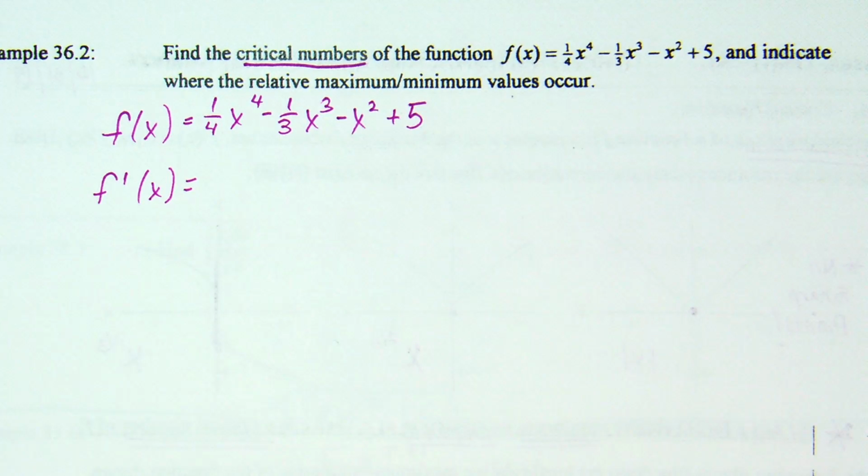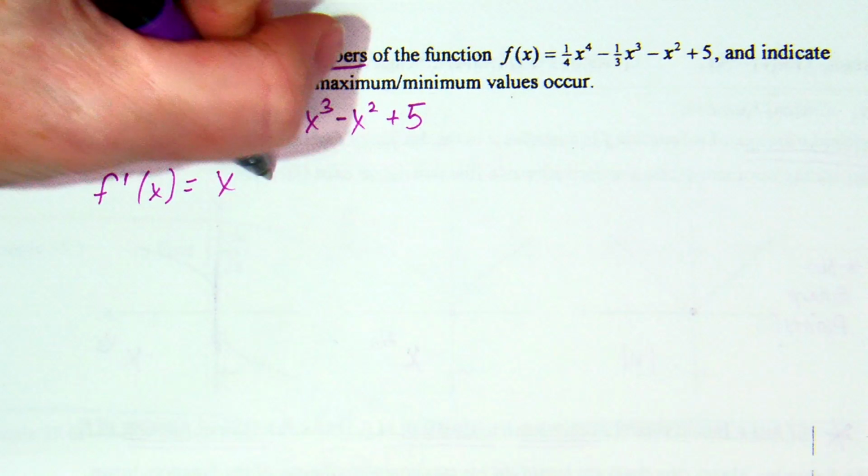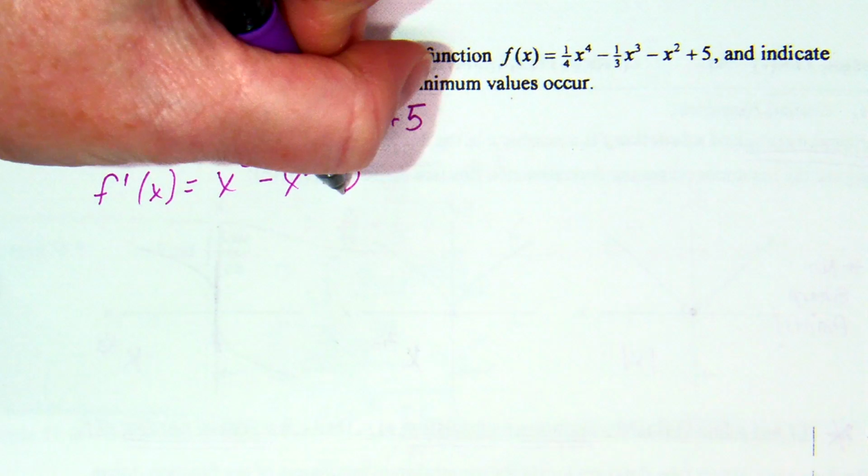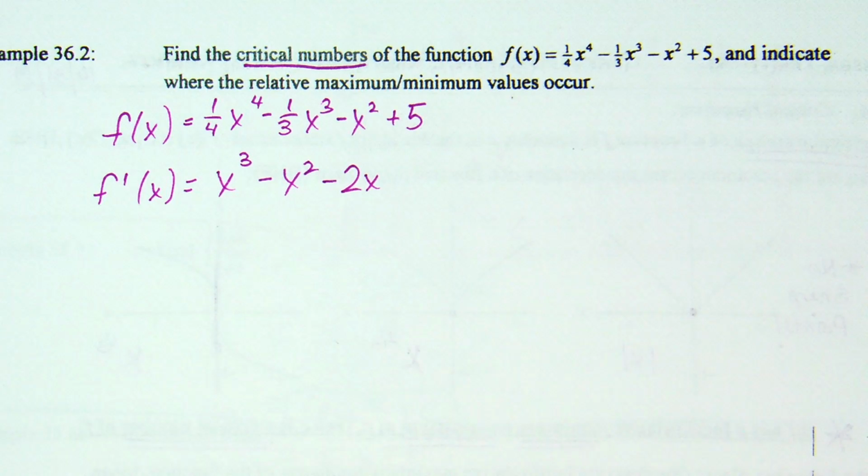Derivative? X to the third minus x squared minus x plus 5. I was good with the first two. And it's minus 2x. Bring the 2 out front. Minus 2x, you're subtracting 1 from the power. Derivative of 5? 0. Are we okay with the derivative?